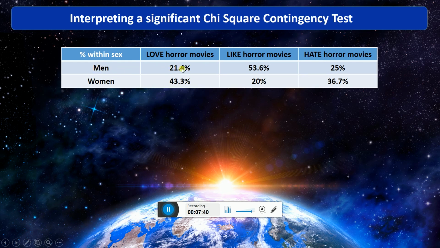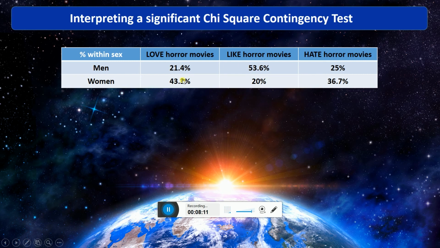Within means just within a particular group. And you know you're looking at the right percentages if they add up to 100%. So if we took this number plus this number plus this number, it would give us 100%. So what we can say is that for the men in the study, the majority liked horror movies. And then there were roughly the same percentage of men who hated and loved them.